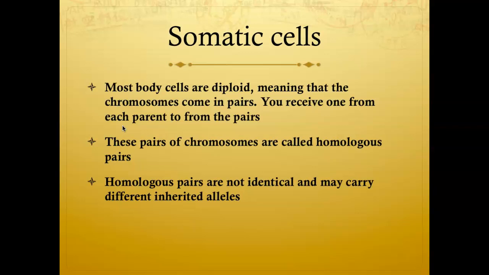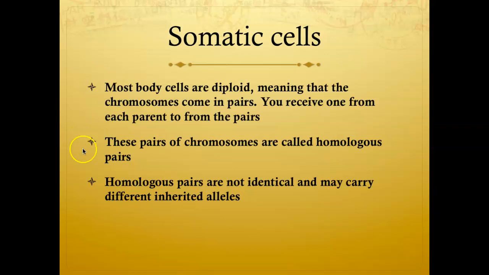Okay, somatic cells are pretty much most of your body cells. They are diploid because they come in pairs. So you have 46 chromosomes, you got one set from your mom, and you got one set from your dad. That will make 46. These chromosomes are called homologous pairs, and homologous pairs are not identical and may carry different inherited alleles. So you might have an allele that codes for brown eyes and another one that codes for blue eyes.